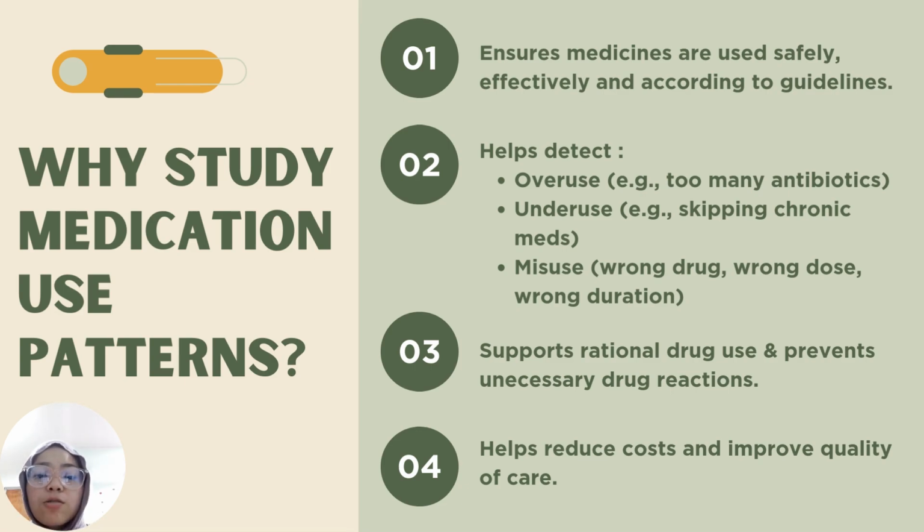Because it helps us to make sure that medicines are used safely and correctly. For example, we can detect overuse, such as giving too many antibiotics that can cause resistance in the future, underuse, like patients skipping chronic medications, and misuse, like wrong drug or wrong dose. By studying these patterns, we can support rational drug use, prevent unnecessary side effects, and reduce the cost for both patients and the healthcare system.